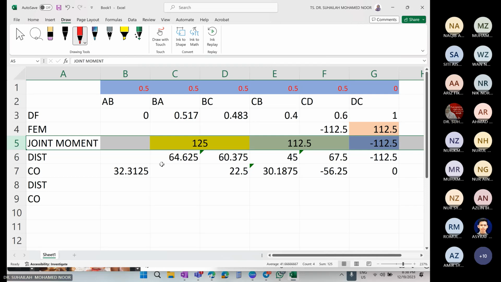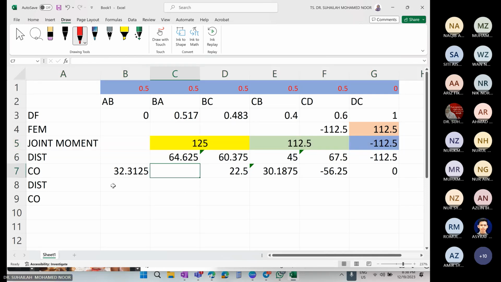Okay. So distribution here for BA and BC. So it is positive here. So for distribution, we have to change sign. Distribution, we have to change sign. That's why I put negative. Okay, so it is 22.5.